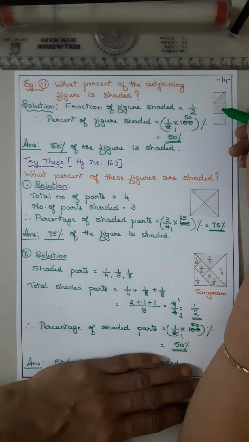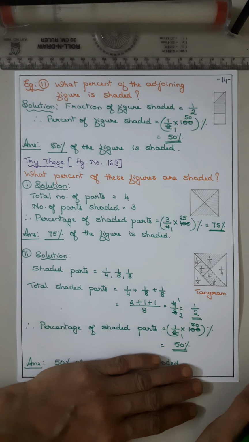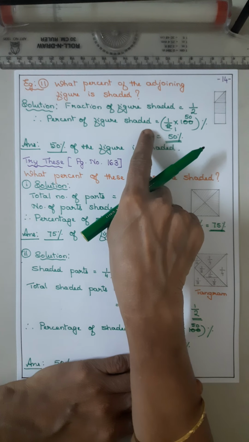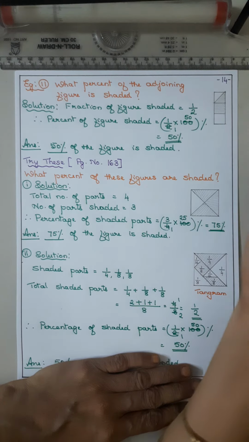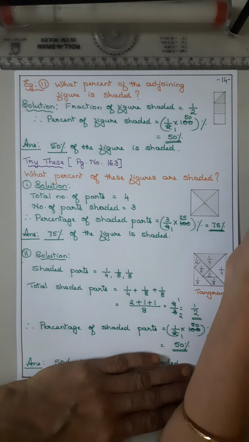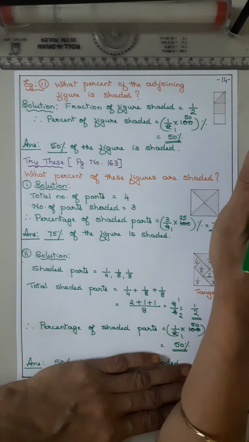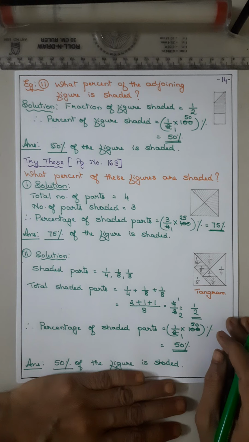Clear cut hai. One box is shaded, one box is not. But in this half box and half box equal they are. So that means half part is shaded. Therefore, percent of figure shaded is how much? The fraction is half into percent, 100. To convert into percent, you have to multiply by 100. 2 ones are 2, 50s are 50. So 50% of the figure is shaded. Clear? Now coming to the try these, page number 163.